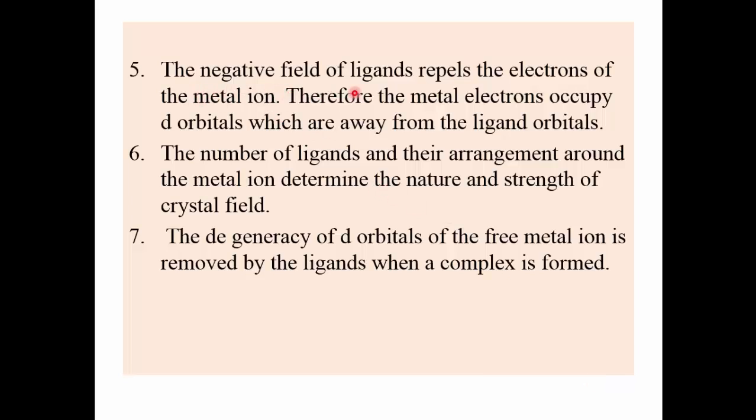Assumption number 5. The negative field of the ligand repels the electrons of the metal ion, and therefore the metal electrons occupy d orbitals which are away from the ligand orbitals. So there is repulsion between the negative field of the ligand and the metal electrons, and therefore the metal electrons occupy the d orbitals which are away from the ligand orbitals, to avoid the repulsion.